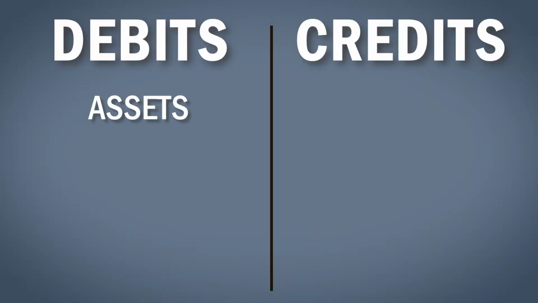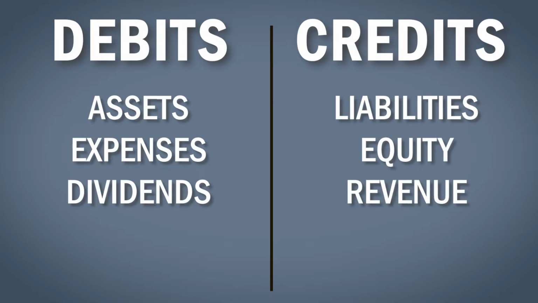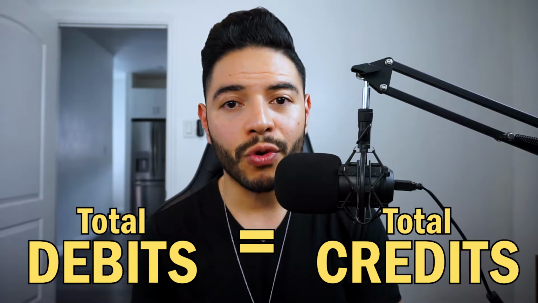Remember that assets, expenses, and dividends have a normal debit balance. Liabilities, owner's equity, and revenue accounts have a normal credit balance. Remember to always do a check that the total debits equal the total credits. If the total debits do not equal the total credits, then something is wrong with an account balance.